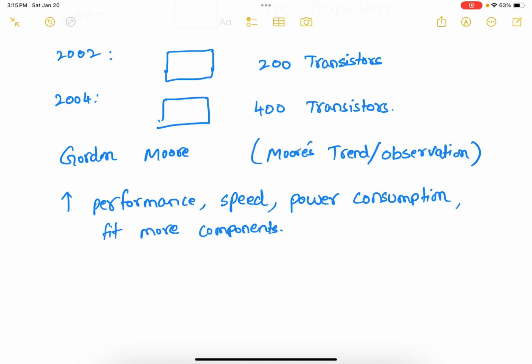So how did that come up? How were we able to do it? That is using VLSI technology and Moore's law.